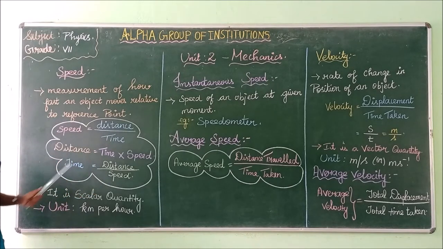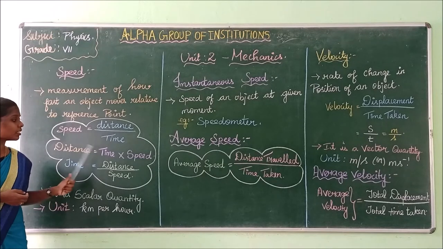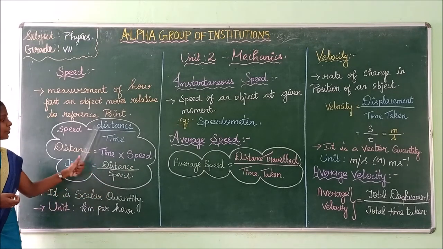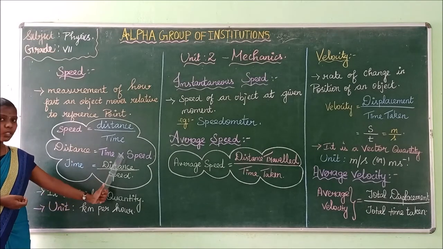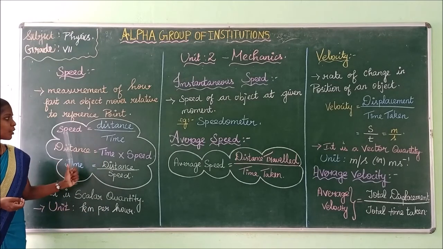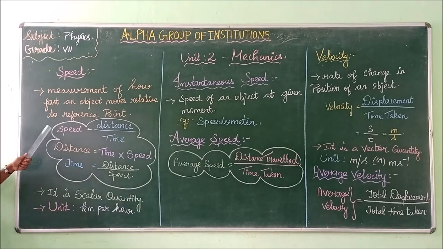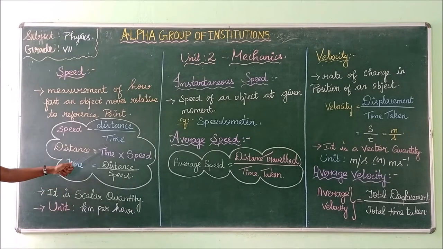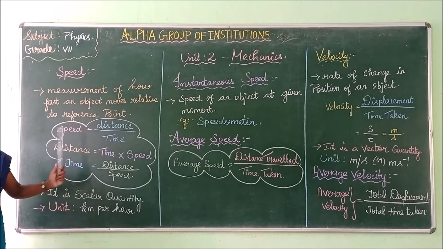From this formula, we can calculate distance and time. Distance is equal to time into speed. What is the formula to calculate distance? Time into speed. From this, we can calculate time too. What is the formula to calculate time? Time is equal to distance by speed. The formula for speed is distance by time, distance is equal to time into speed, and time is equal to distance by speed. These are all the formulas to calculate speed, distance and time.